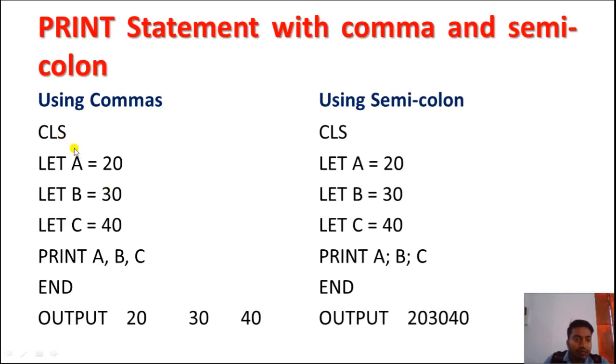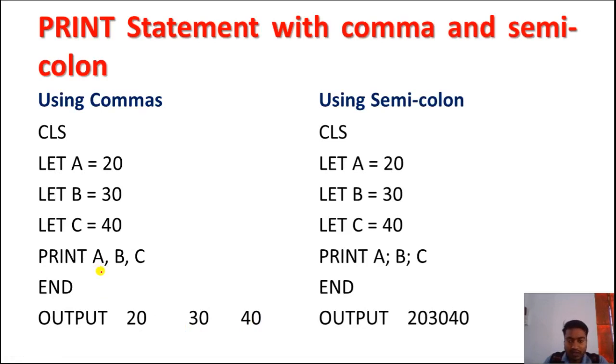See the program. Let a equal to 20, let b equal to 30, let c equal to 40, and print a comma b comma c. Earlier we used to write separate print a, print b, print c, but here I have given one print statement one time only, and I have given all the variables using commas. What will be the output for this program? 20, then you can see the space, 30, then the space, 40. So like this, if you want to print, you have to use a comma between variables.